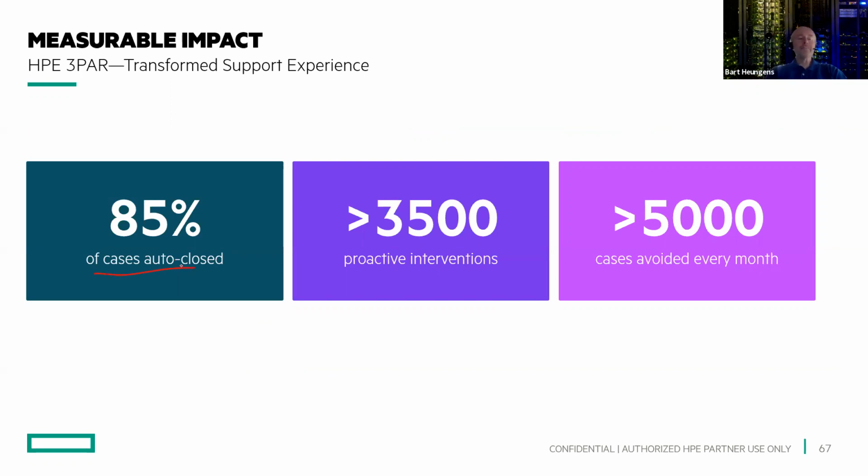But look at that. 85% of the Tripar cases are automatically closed because we're giving recommendations based on the information that we have from Infosight. A few thousands proactive interventions, and this is an important one. More than 5,000 support cases avoided every month. So since that we enabled Tripar, the Tripar support team had less work to do. Yeah, less work to do. That's also good for you because you have a happy customer because the Tripar is running better.